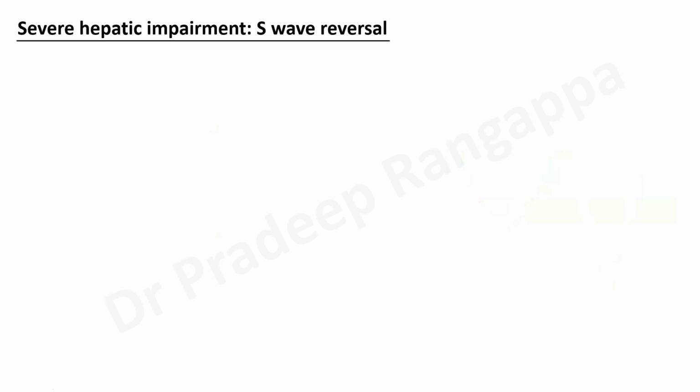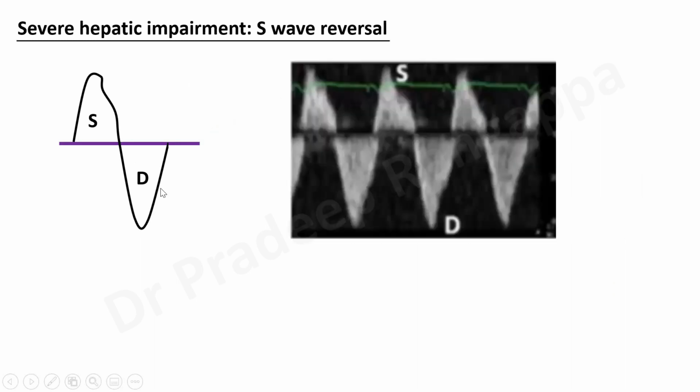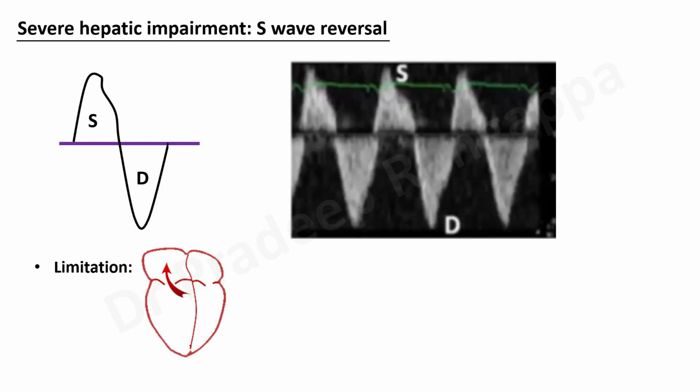And if there is severe hepatic impairment, then the S wave gets reversed. So you will have an S wave going above and then you have a D wave like this. In the Doppler image, it looks something like this. So you'll have a zigzag, like a sawtooth. You have an S above and D below. So typically you should have S bigger than D. In mild impairment, S becomes smaller than D. In severe hepatic congestion, you will have a peaking of the S wave. S becomes positive. So this is called S wave reversal.